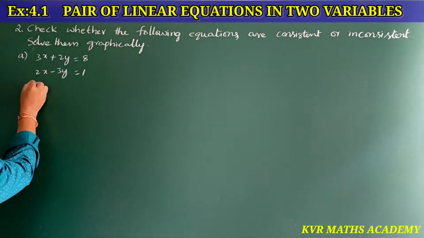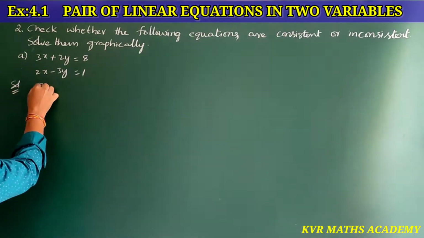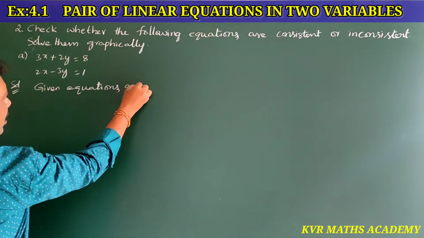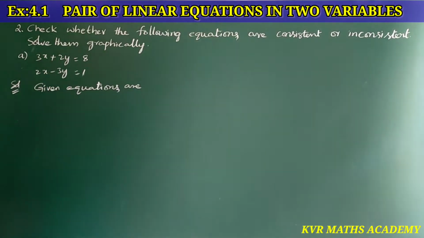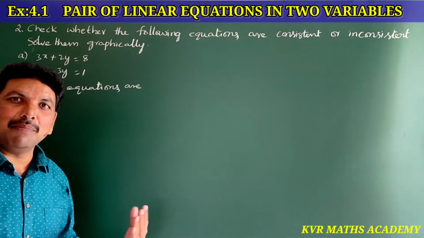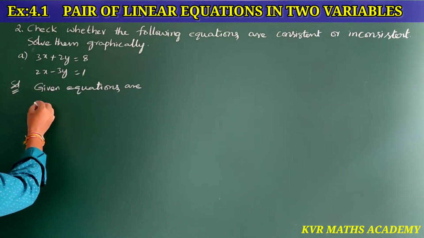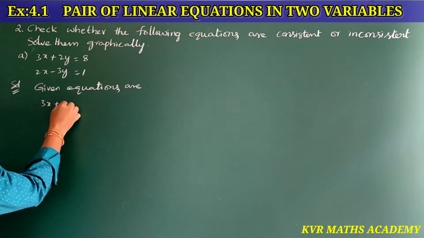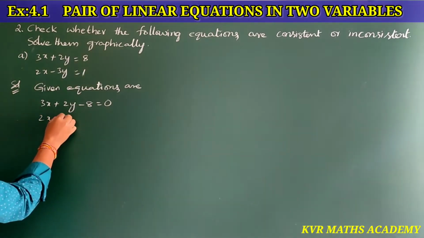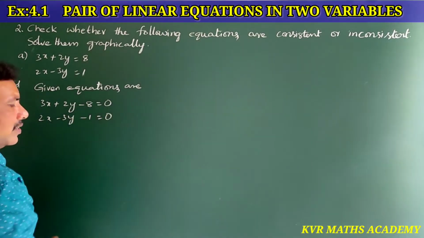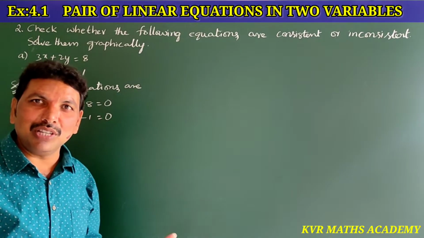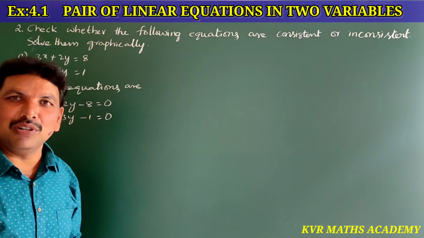Write down. Solution. Given equations are, let us write this in the form of a1x plus b1y plus c1 is equal to 0, a2x plus b2y plus c2 is equal to 0, right? So those are 3x plus 2y, 8 transfer into this side, minus 8 is equal to 0. Next 2x minus 3y minus 1 is equal to 0. So compare the given equations with a1x plus b1y plus c1 is equal to 0 and a2x plus b2y plus c2 is equal to 0.